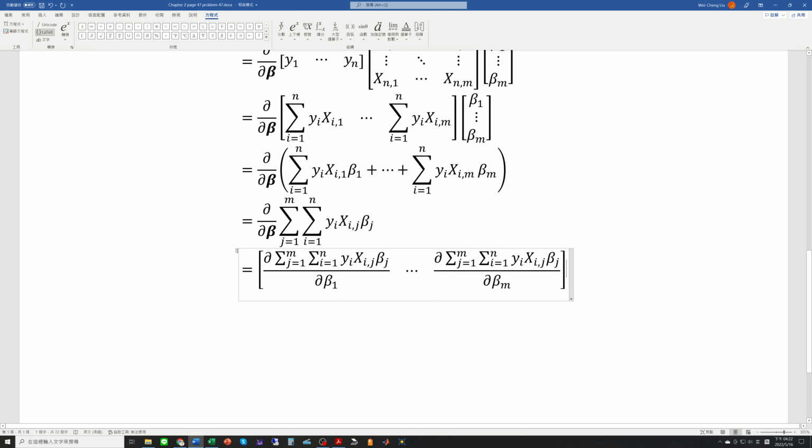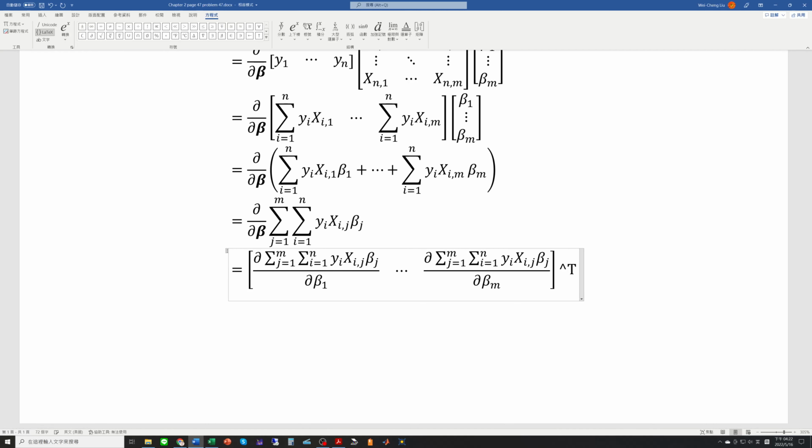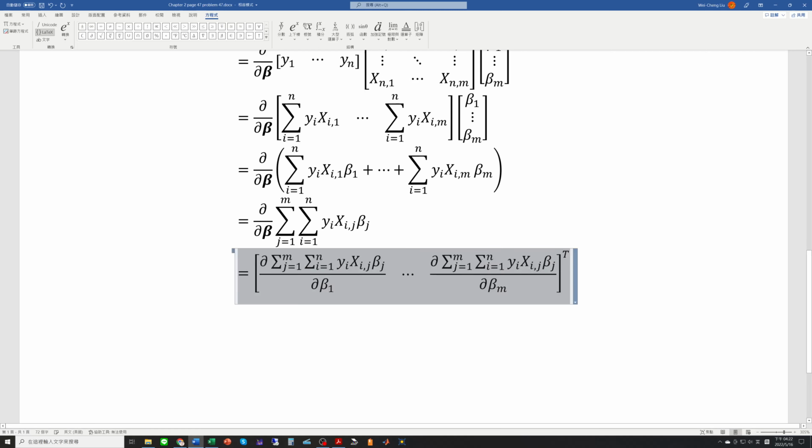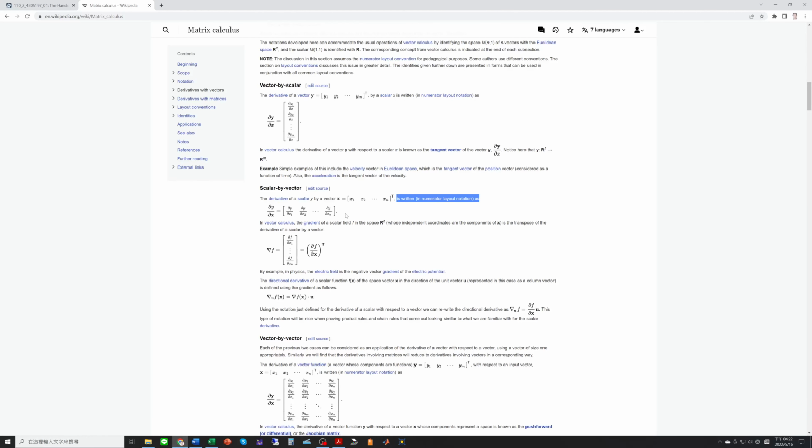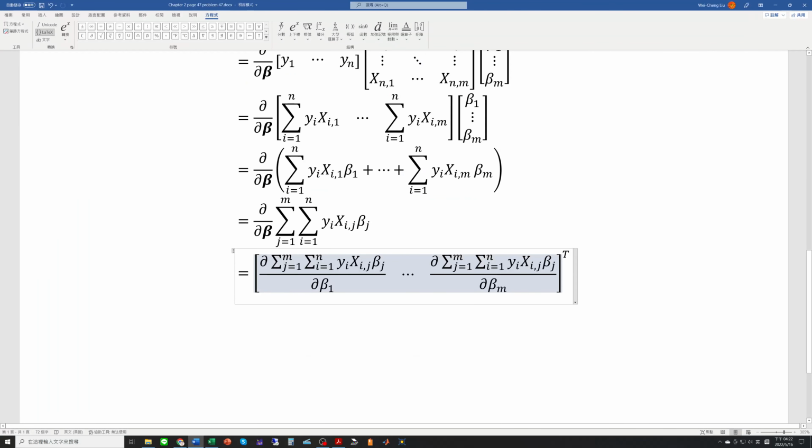However, we need to add a transpose here. Why do we need to add a transpose here? Also in the Wikipedia, it does not have a transpose on this vector. However, if we do not add this transpose, the result will be wrong. If we add the transpose, the result is correct. So Wikipedia is not always correct. You must check the correctness by yourself.